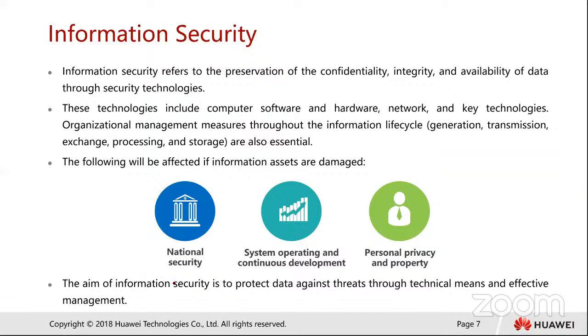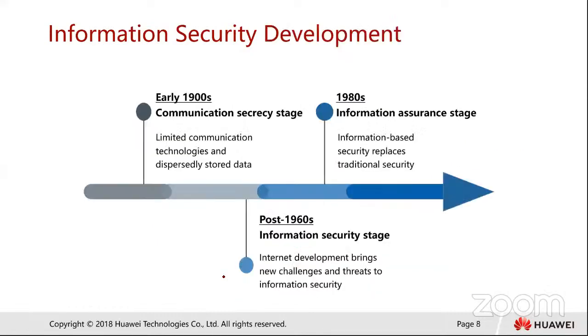So the aim of information security is to protect data against threats through technical means and effective management. The keyword to note here is technical means and effective management. It's not by chance or by luck that people try their level best to make sure that their systems are secure. It is done through technical means and effective management.